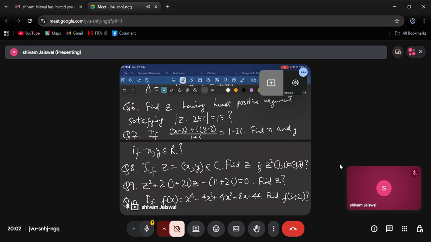Verification of Z square means (x plus iota y) whole square.